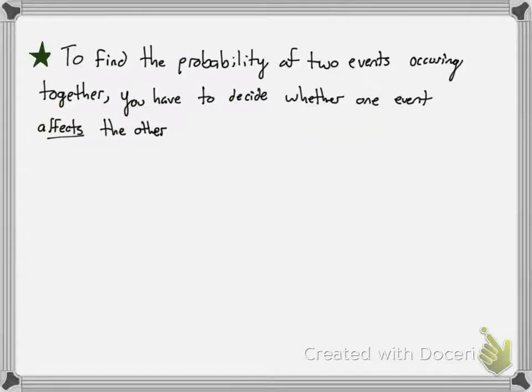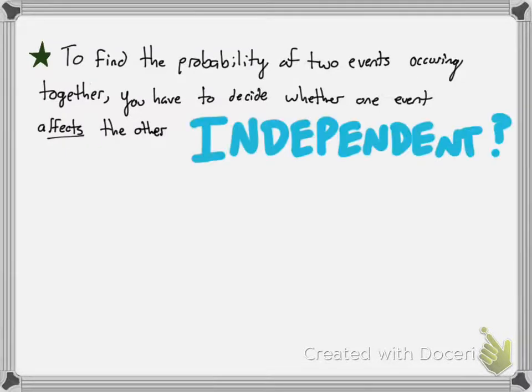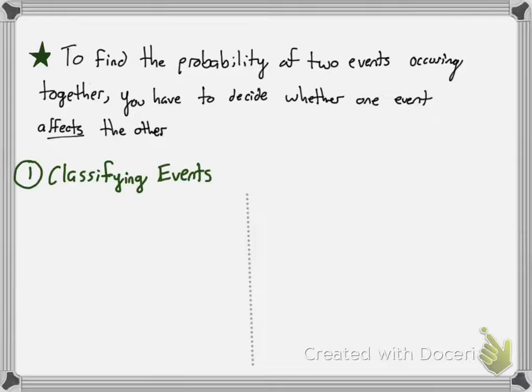So to start out, we're going to talk about multiplying probabilities. To find the probability of two events occurring together, you want to decide whether one event affects the other. So when I'm talking about event A affecting event B, I'm really asking myself, are these events independent or dependent? In the first example, we're just going to be classifying situations, and I want to ask myself, are these outcomes independent of one another?